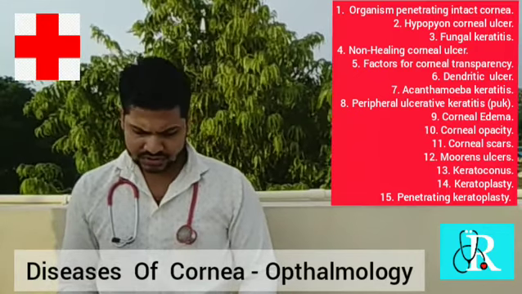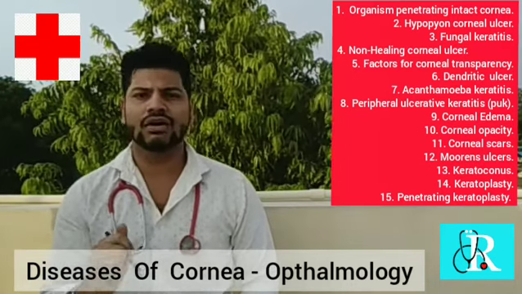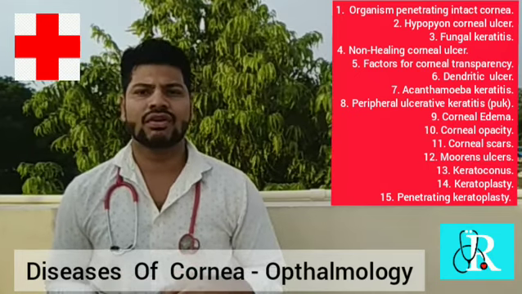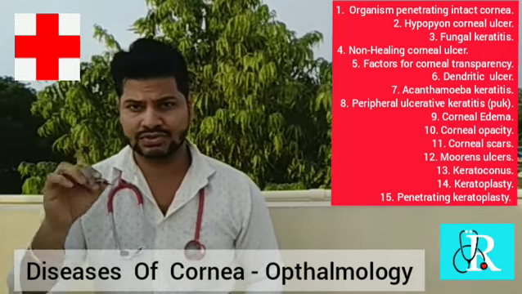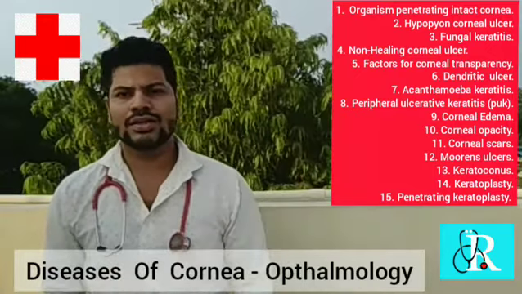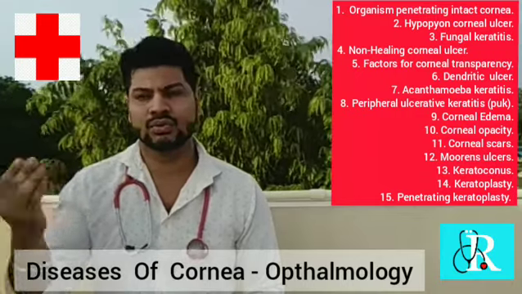So next comes a basically asked question: factors responsible for corneal transparency. Why is the cornea transparent, and what are the factors for the transparency of the cornea? You can see the cornea in the picture. Okay, why is it transparent? Why is it capable of permitting light to pass through it?